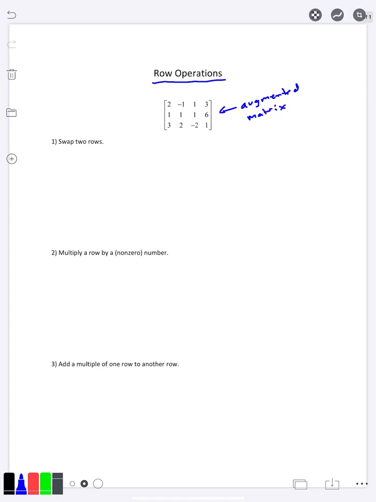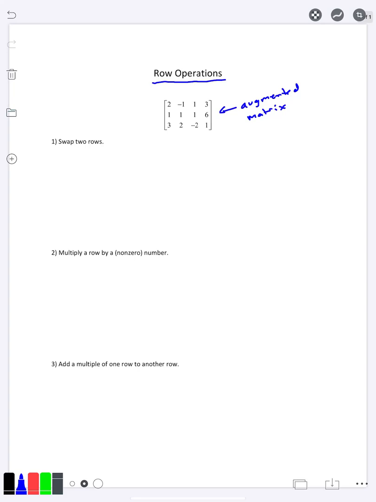These are the three things you're allowed to do, and you don't want to try to do anything else because you might mess up your problem. And all three of these, the reason why they're allowed is that they will never change what your solution is to your problem. So that means if you do them, you are still going to get the same answer, which is the most important thing that we're trying to do here.